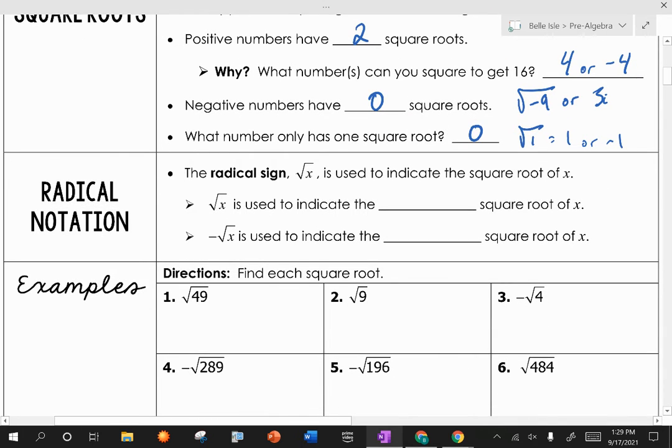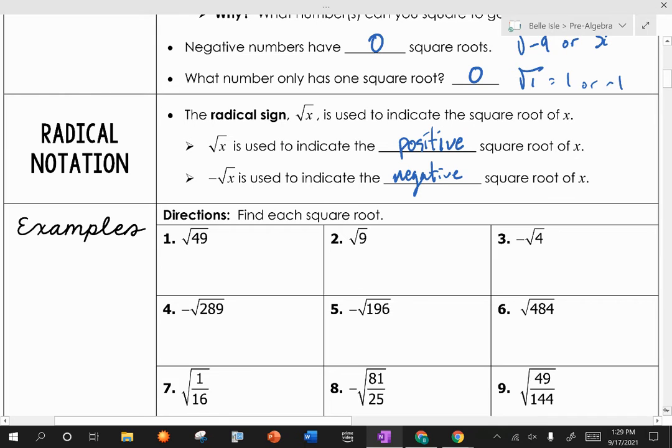Okay, the radical sign, square root of x, is used to indicate the square root of x. Which version of the square root of x? Positive. Which means a negative on the outside is going to give you the negative.